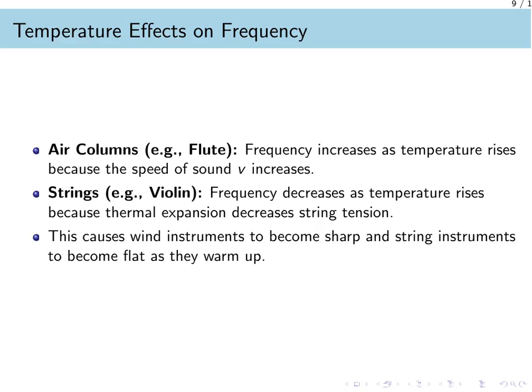For wind instruments like the flute, an increase in air temperature causes the speed of sound to increase, which in turn raises the frequency, making the instrument sharp. String instruments like the violin behave differently. As temperature rises, the strings thermally expand, which decreases their tension. This lower tension results in a lower frequency, causing the instrument to sound flat. This explains why musicians must constantly retune as the performance environment warms up.